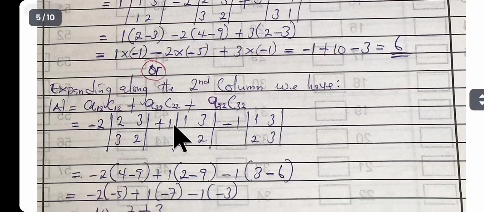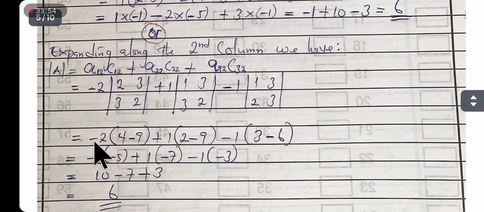So this is what we have from here now, with minus 2 brought forward here. Minus 2 times, open bracket, 2 times 2 is 4. Minus 3 times 3 is minus 9. Close your bracket, plus 1. This is the 1 here. Open bracket, 1 times 2 is 2. Minus 3 times 3 is 9. Minus, this minus 1 is what we brought down here. Open your bracket, 1 times 3 is 3. Then 3 times 2 is minus 6. The minus is gotten from the interaction between them.